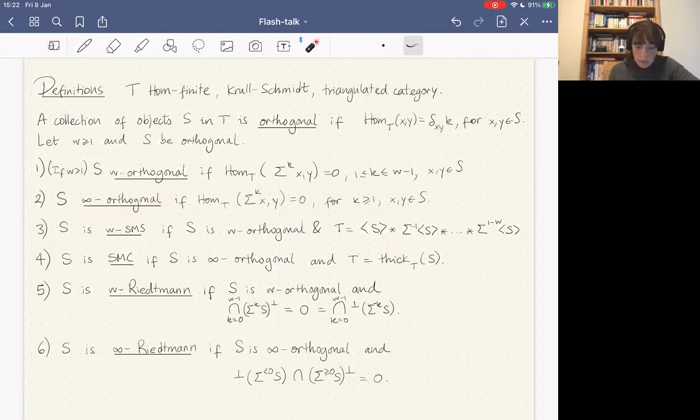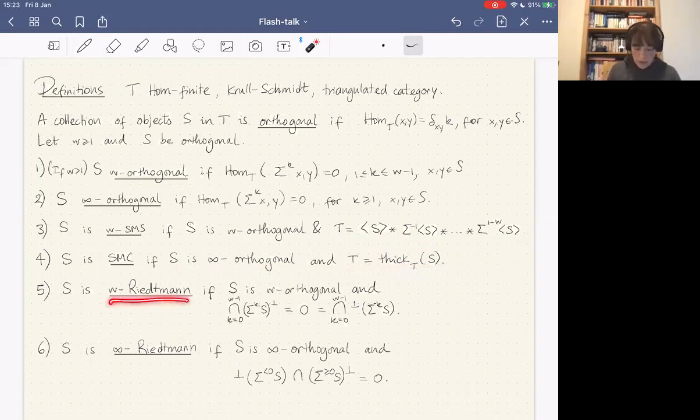The W simple-minded system is a W orthogonal collection of objects which generates the category in this sense. So if you take S and the negative shifts of S up to one minus W, and if you take the extension closure of that, you get the category. Right, this is the same as saying this. On the other hand, the simple-minded collection is similar to this, so it's an infinite version of this. So it's infinite orthogonal and generates the whole category by taking the extension closure.